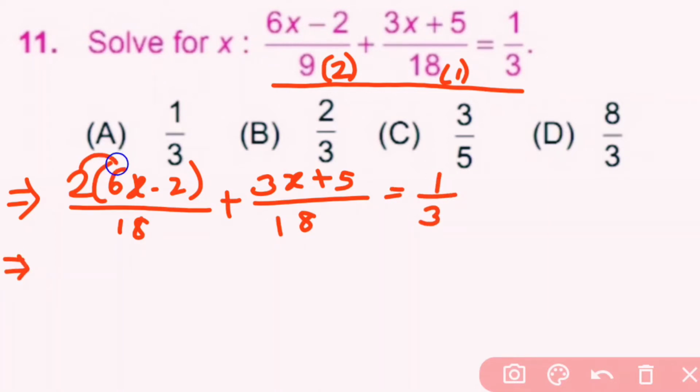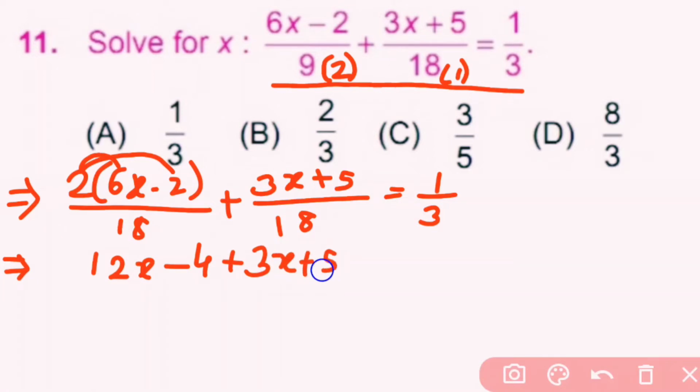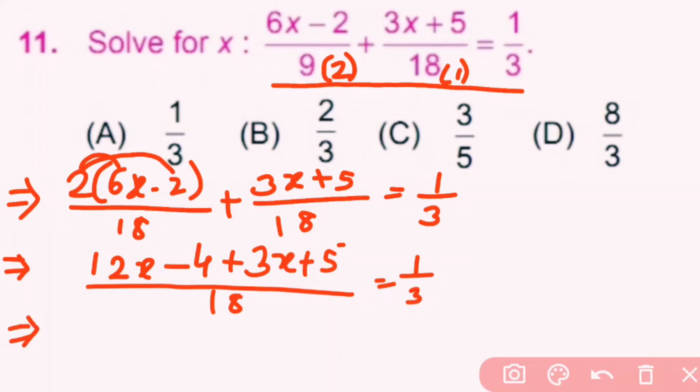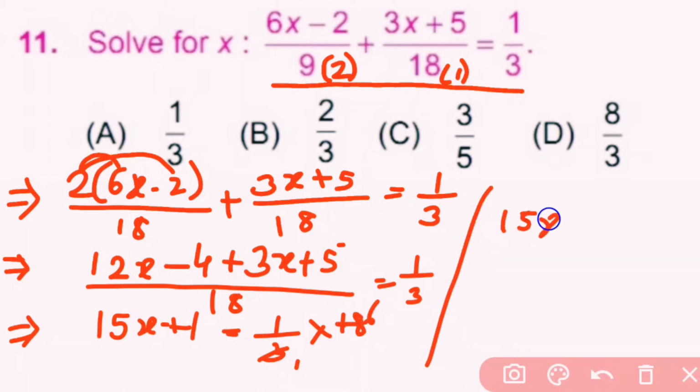Now 2 sixes are 12x, minus 2 twos are 4, plus (3x plus 5) by 18 is equal to 1 by 3. Now 12x plus 3x is 15x, and minus 4 plus 5 is plus 1, and this 18 will go this side, 1 by 3 into 18. So 3 ones are 3, 3 sixes are 18. So our equation is 15x plus 1 is equal to 6.